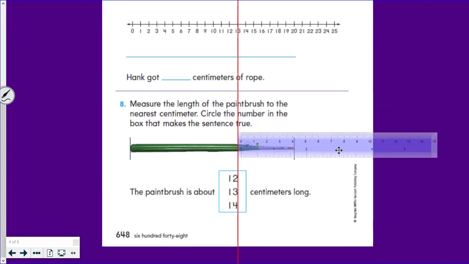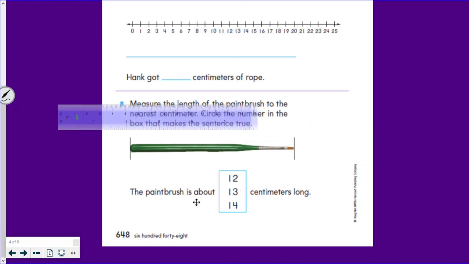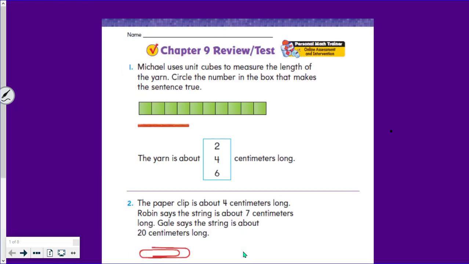All right, last one. It says measure the paintbrush to the nearest centimeter. Circle the number in the box that makes the sentence true. Okay? The paintbrush is about 12 centimeters long, 13 centimeters long, or 14 centimeters long. Circle the correct answer. All right, I've explained all the pages, so let's go back and let's check our answers.